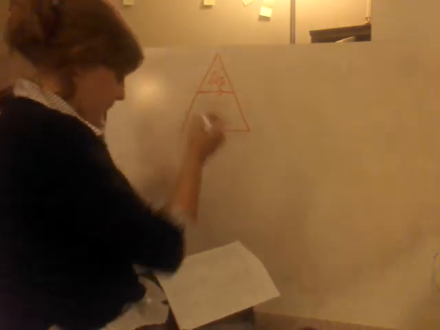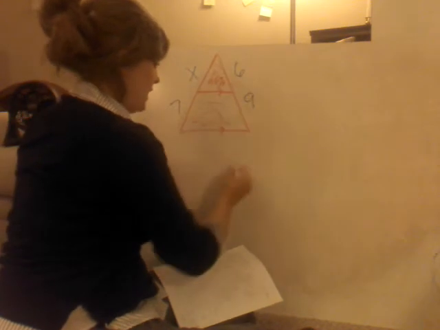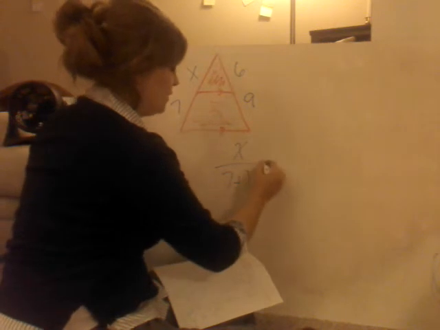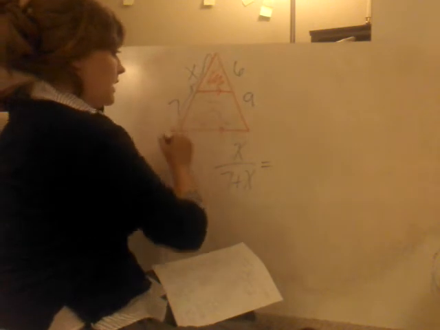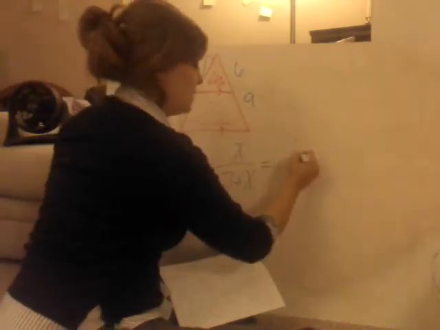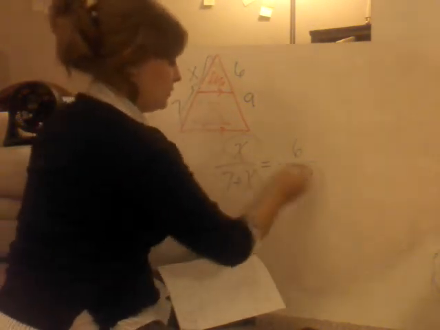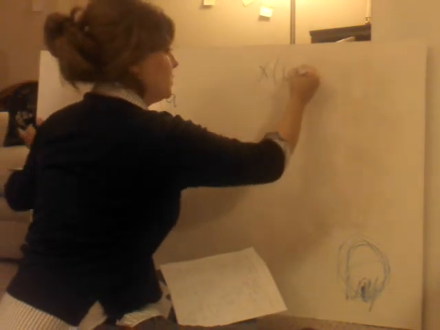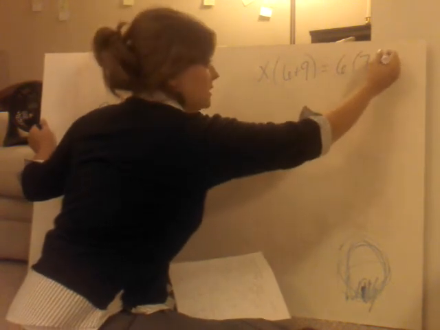alright, next up is number 5. Blue. X. And 7, 6, and 9. So I have my little triangle over my whole side there, my whole side of that big triangle. So x over 7 plus x, because this whole side is 7 plus x. Same thing on the left, my little triangle over my big triangle. I cross multiply. I take x times 6 plus 9 is equal to 6 times 7 plus x.